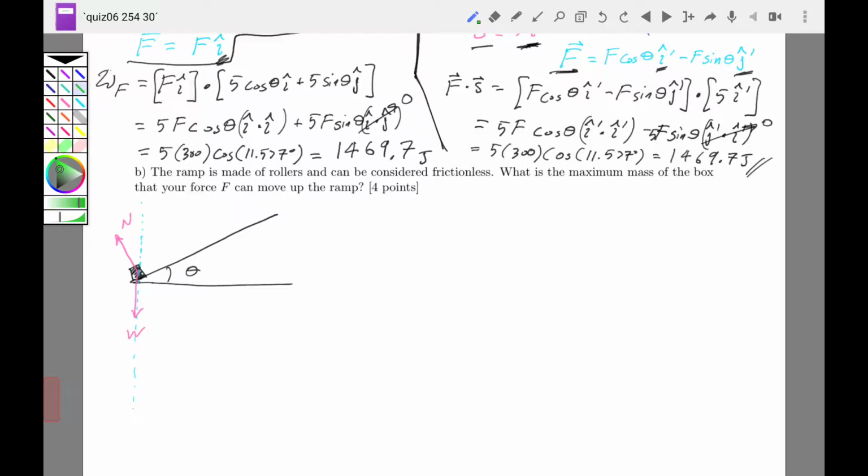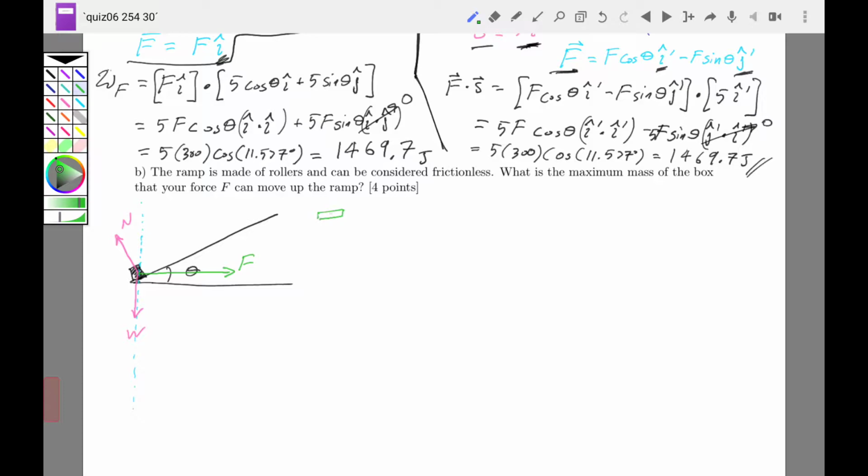It's the horizontally applied force to the right that gets the block to move up the incline. But at the same time, when you're applying this force F, you're pushing on the box, you're squeezing the box, or I should say you're pushing the box into the ramp harder.